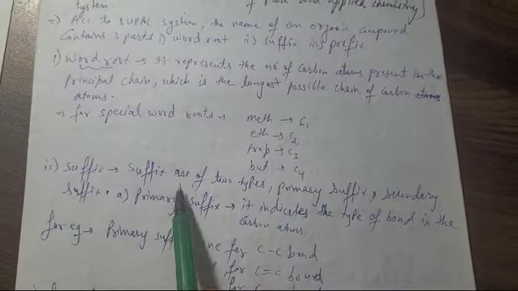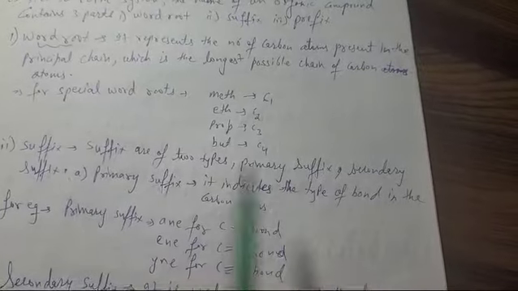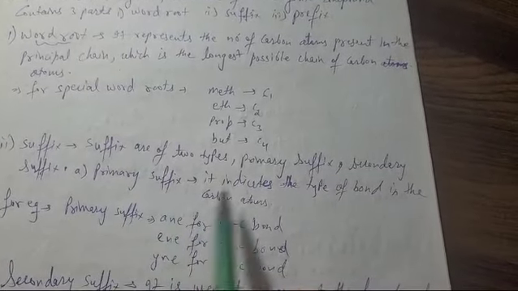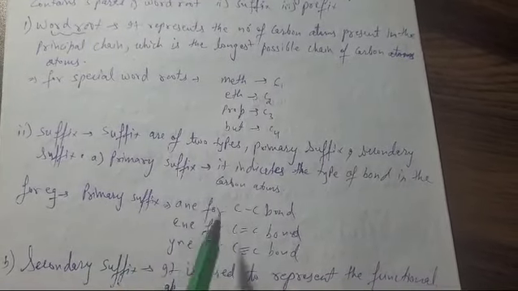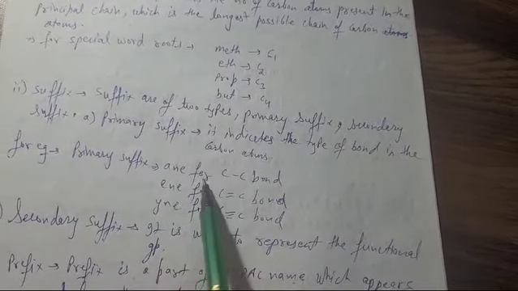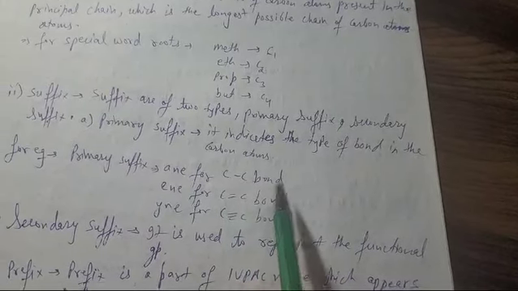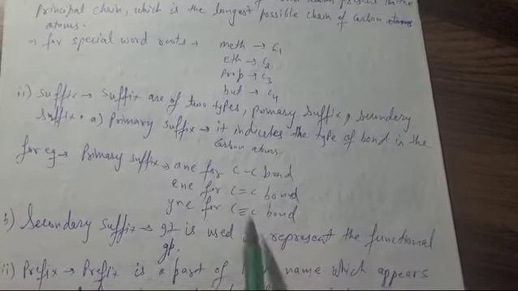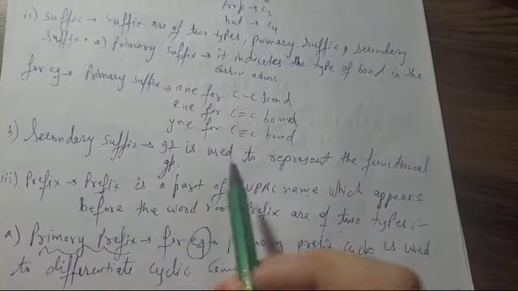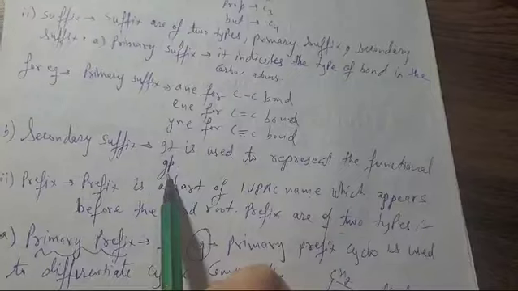Second is suffix. Suffixes are of two types, primary suffix and secondary suffix. Primary suffix indicates the type of bond in the carbon atoms. For example, primary suffix ane for carbon-carbon single bond, ene for the double bond, yne for the triple bond. Next is secondary suffix. It is used to represent the functional group.